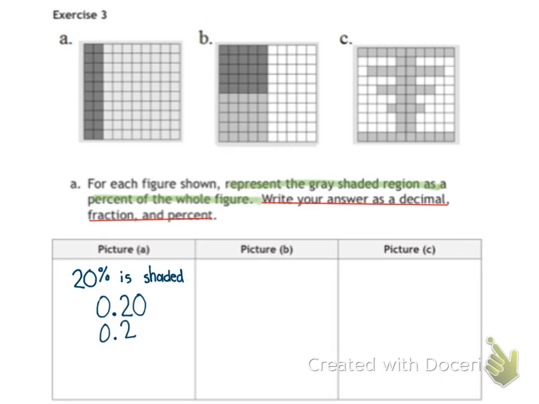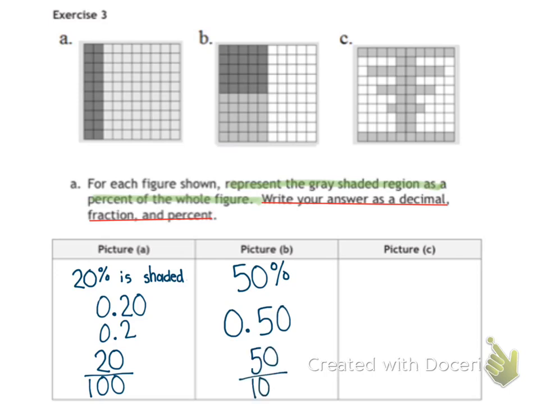As a decimal, I can write it as 0.20 or 0.2. And as a fraction, 20 over 100. Or I can even do 2 out of 10. Picture B. Even though there are 2 different shades of gray, I have exactly 50% shaded, right? And as a decimal, 0.50. And as a fraction, 50 over 100, which can be reduced to 5/10, and that can also be reduced to 1/2.